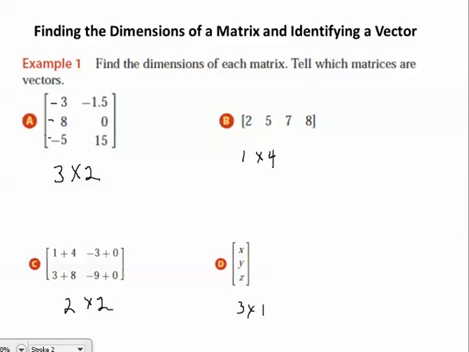Yes, order matters in this situation. So 3 rows, 1 column. It's not the same as 1 row, 4 columns. You can't confuse those two, okay? Rows go first, columns go second.